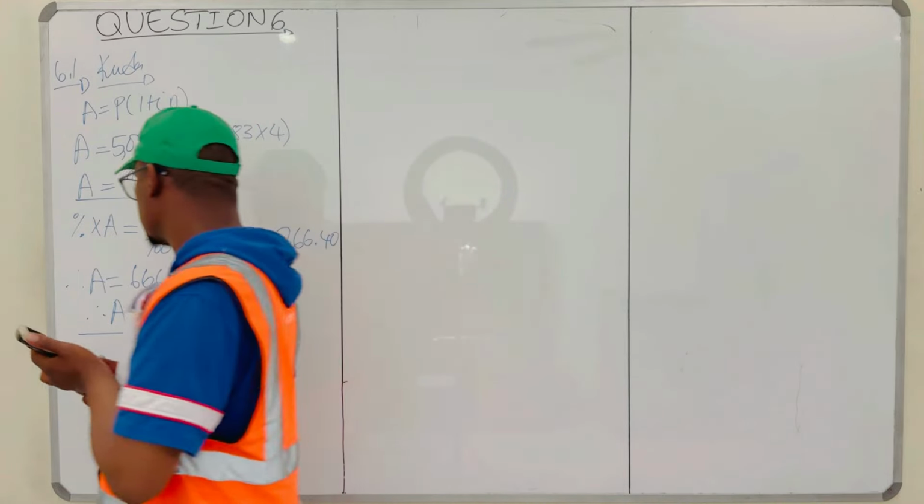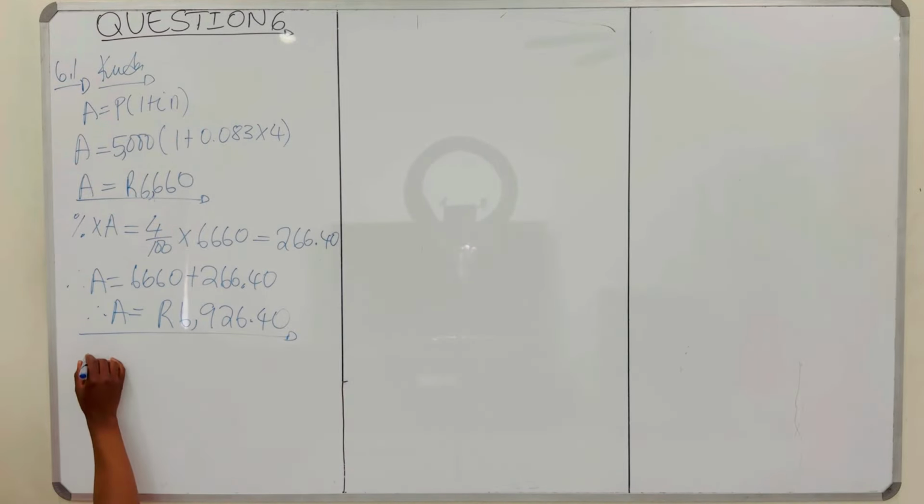So let's go to Tabo now. Let's go to Tabo's investment. He invested on a compound interest, so A is equal to P into 1 plus i raised to n.